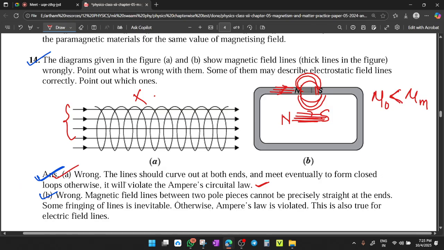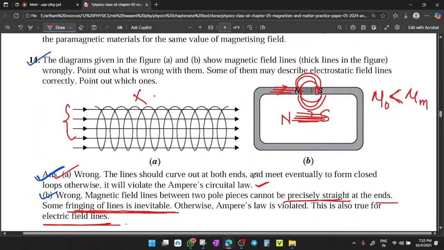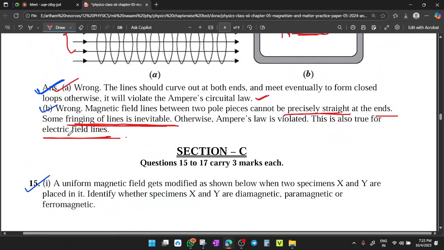Magnetic field lines between the two pole pieces cannot be precisely straight. At the ends, some fringing of the lines is inevitable. Yes, there should be some fringing, otherwise Ampere's law is violated. This is also true for electric field lines. Why? Because permeability plays a role in the magnetic case, and permittivity plays the same role in the electric case. Clear, beta?